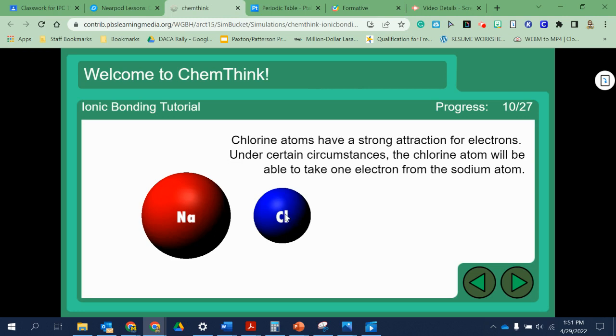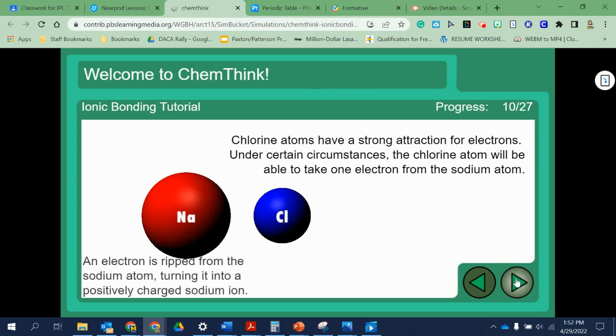Remember, if it wants it more, it means it is electronegative. So this little chlorine atom is an electronegative atom, more electronegative than the sodium. It's an electron hog, right? It wants to hog up the electrons. And so an electron is ripped from the sodium atom, this Na atom, turning it into a positively charged sodium ion. It's losing a negative electron, so it becomes overall positive because it has more positive things than negative things.